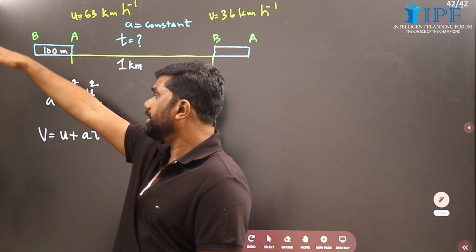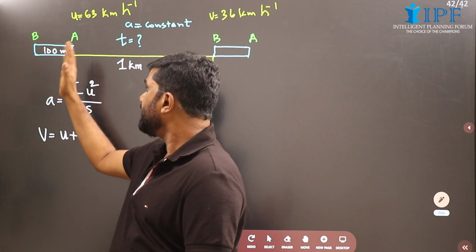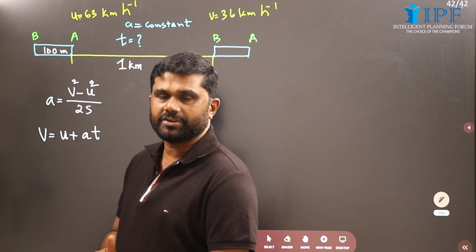See, suppose the train comes from that side. A is the front end of the train and B is the back end of the train.